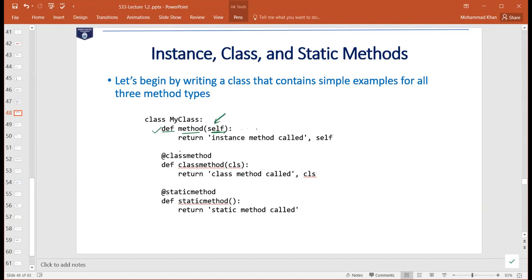Now for a class method, we need to use the classmethod decorator. The first argument of any class method we write as cls. Normally programmers write it as cls, but it is not a keyword defined by Python.